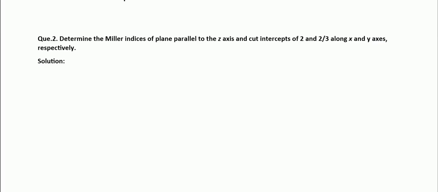So today we have this numerical based on the topic of Miller indices. Our task is to determine the Miller indices of a specific plane that is parallel to the z-axis and has certain intercepts along the x and the y-axis. The question says, determine the Miller indices of a plane parallel to the z-axis and cutting intercepts of 2 and 2 by 3 along the x and y-axes respectively. So we will solve this step by step.